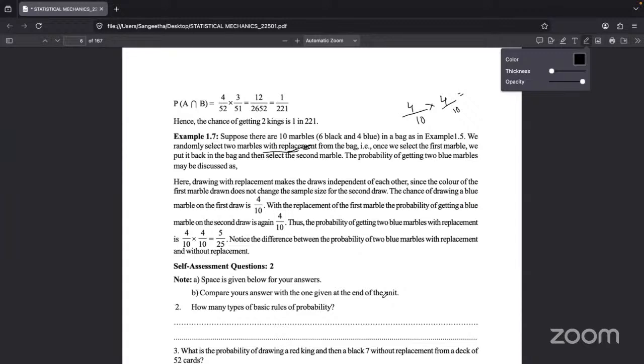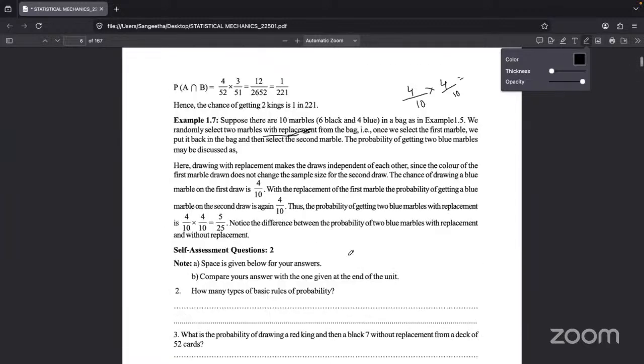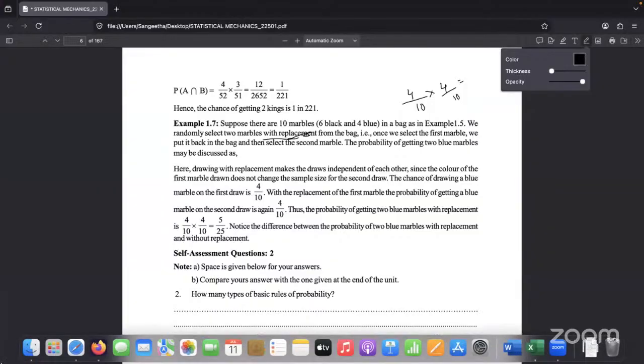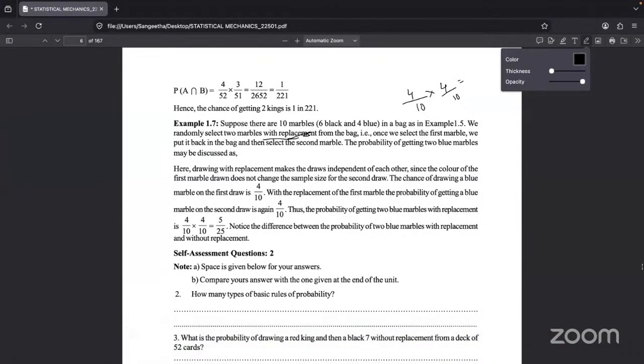Next we will see how the question will be asked. How will you get the question in the exam? What is probability? What are the basic rules of probability? If you get this, you have to write these examples: one example for addition, one example for multiplication, and one example for conditional probability.